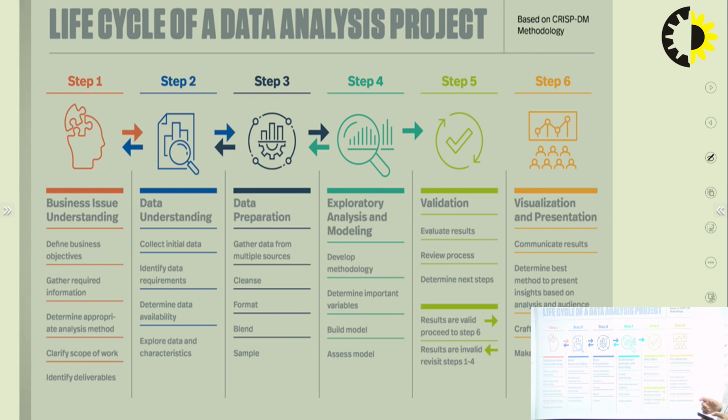In visualization and presentation, basically we communicate results. We determine the best method to present insight based on the analysis and audience. We craft a compelling story and make recommendations in the form of charts, graphs and all this. So, these are the 6 steps: business issue understanding, data understanding, data preparation, exploratory analysis and modeling, validation, and visualization and presentation. These are the life cycle, or very basic steps, of data analysis projects.